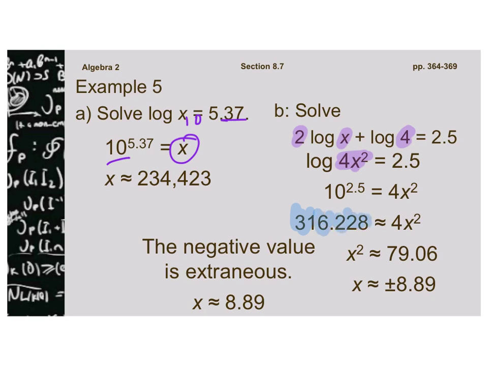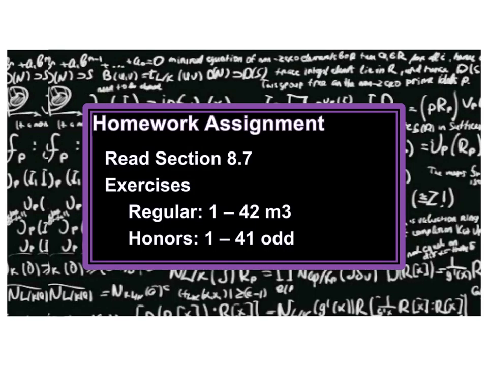That gives us 316.228. We divide by 4. We get 79.06. We square root that. We get plus or minus 8.89. But we started with log x, which can never be negative, so my answer has to be the ever so lovely 8.89. Okay, and there's your homework. Have fun.